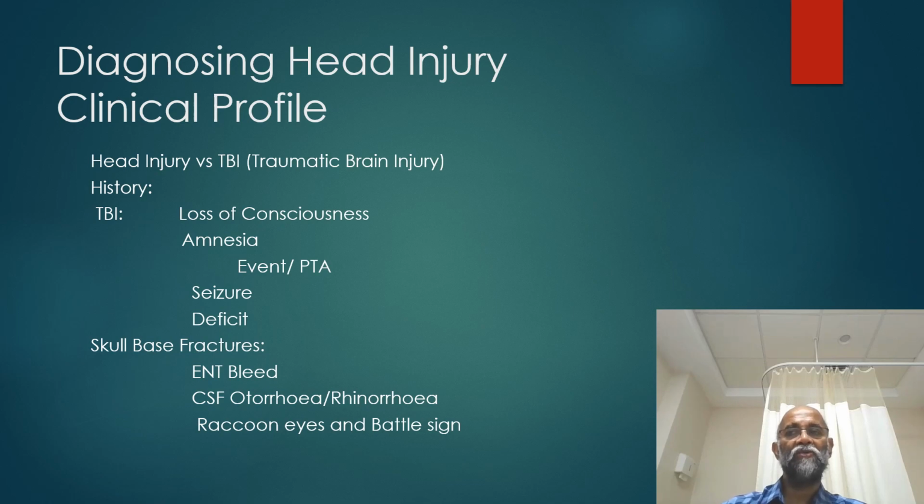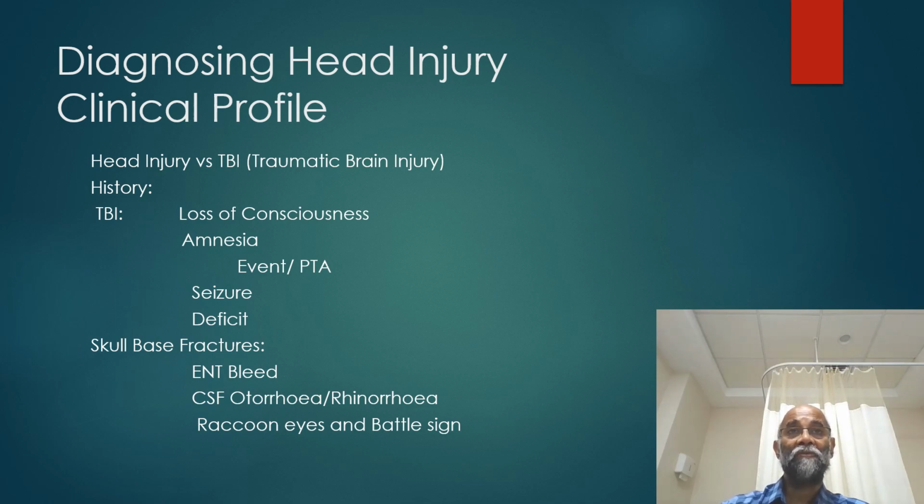The cardinal features of brain injury include a loss of consciousness. The depth of loss of consciousness reflects the severity of the injury. There is an amnesia of the event and for some time afterwards called post-traumatic amnesia. Duration of post-traumatic amnesia again reflects severity of the injury. Seizures may occur after a head injury, and there may be focal deficits depending upon the area of brain which is injured.